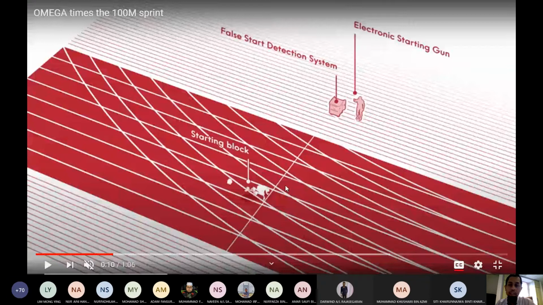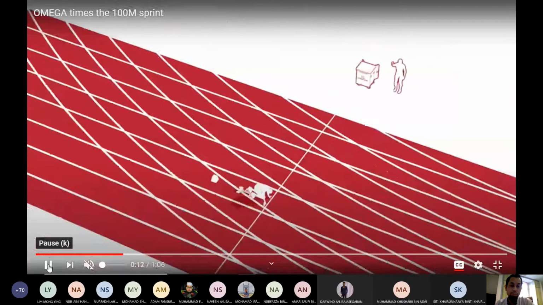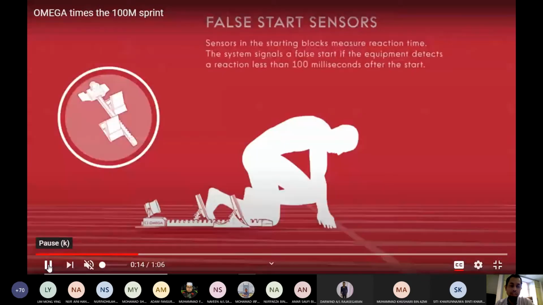Previously the gun was not electronic. They used an actual gun. So the one sitting closer to the gun will hear it faster than the one further away. The person at lane 1 will hear the gun faster than the one running at lane 8. So now they have separate speakers for each runner so that they can hear the sound of the gun at the same time.